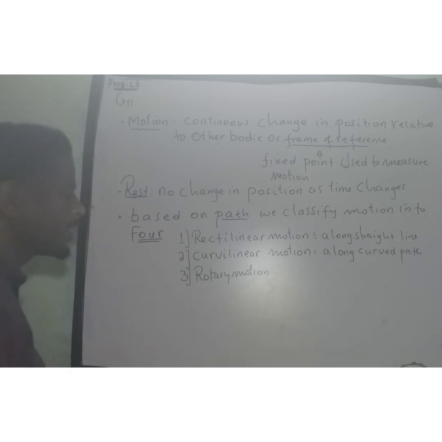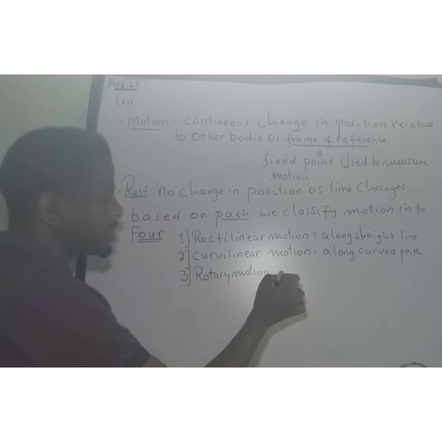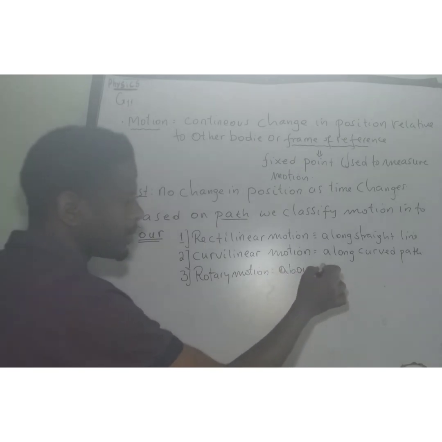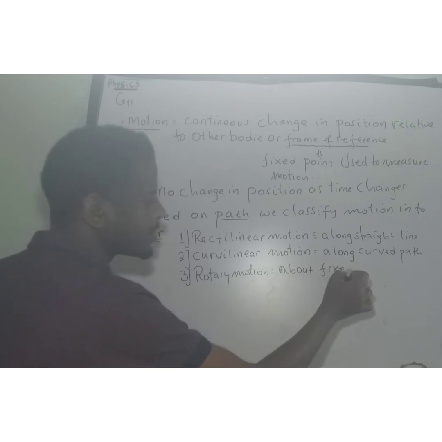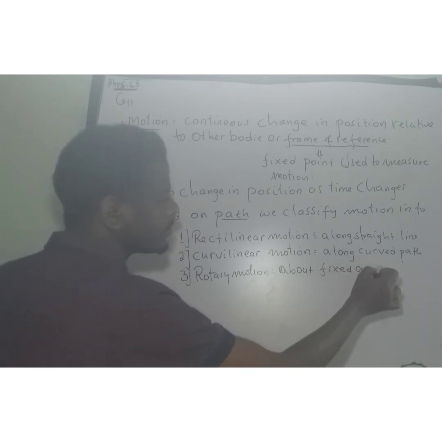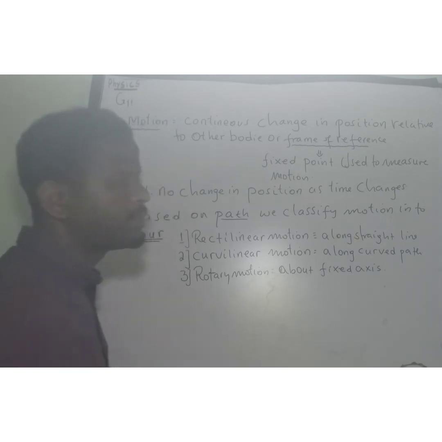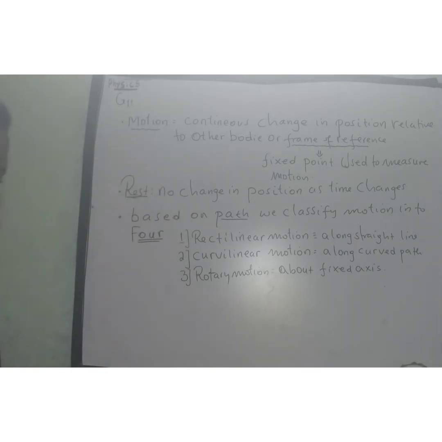The third kind of motion is rotary motion. It is motion about a fixed axis. For example, a swinging door is an example of rotary motion. The wheel of a car and the pointer of a watch are also examples of rotary motion.